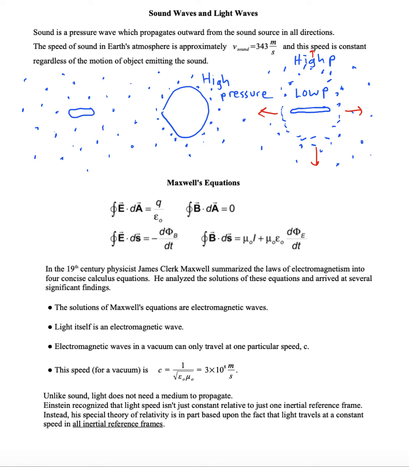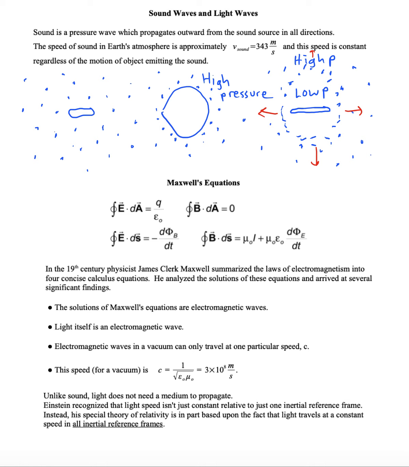The solutions of the equations turned out to be electromagnetic waves. They were sines and cosines. He found that light itself is an electromagnetic wave. Maxwell said that these waves in a vacuum can only travel at one particular speed, and that is the speed c. c is the speed of light in a vacuum, and it's approximately 3 times 10 to the 8th meters per second. So a similarity between sound and light is that they both have constant speeds of propagation.